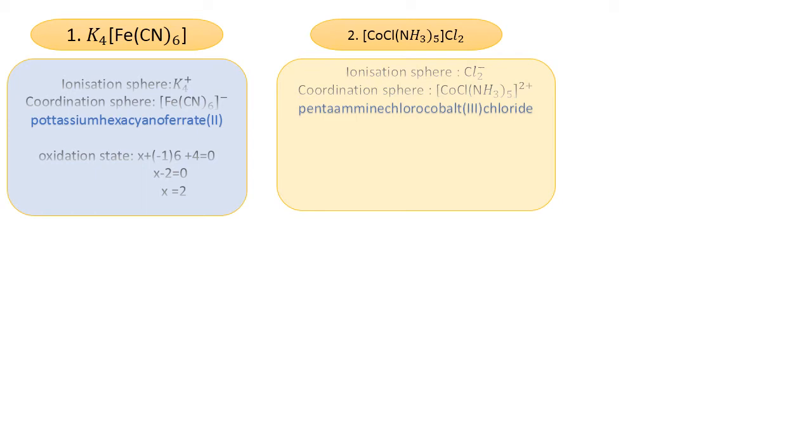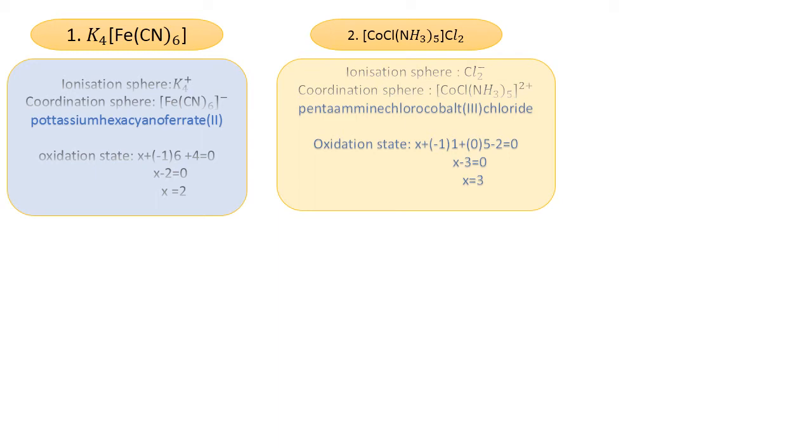Here, pentaamine, chloro, cobalt(III) chloride. Pentaamine because there are 5 amine, 1 chloro and cobalt. Since the complex is positive, we are writing cobalt as it is and then writing the oxidation state of cobalt, that is 3 in Roman numerals in the bracket, then writing the anion. Finding the oxidation state.